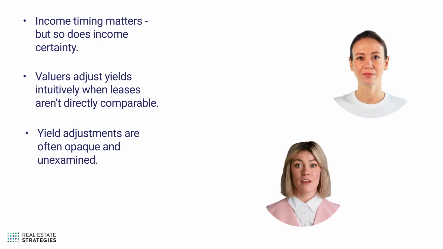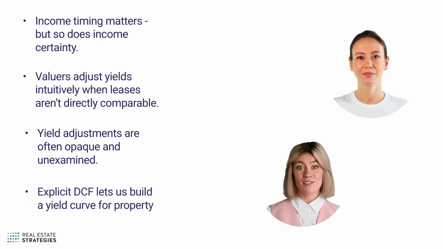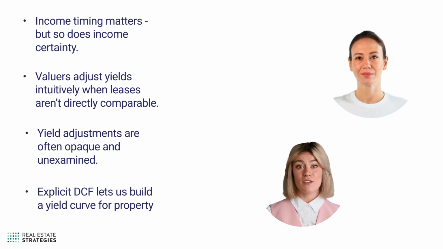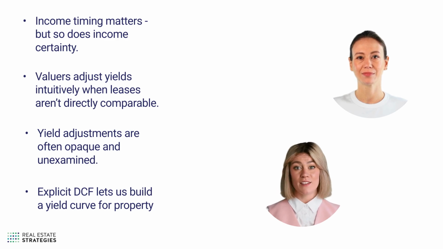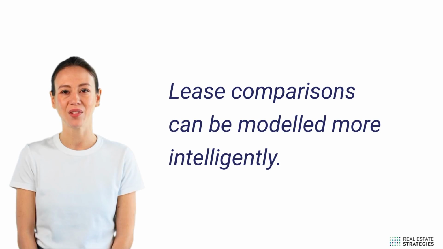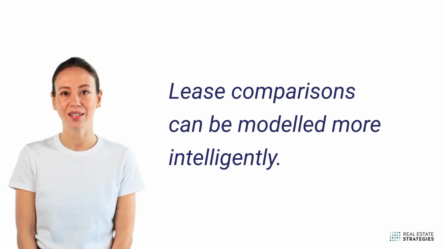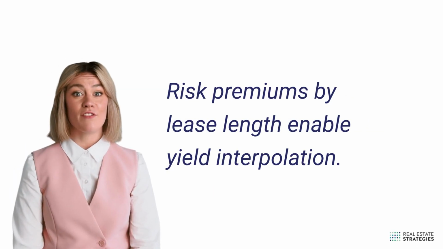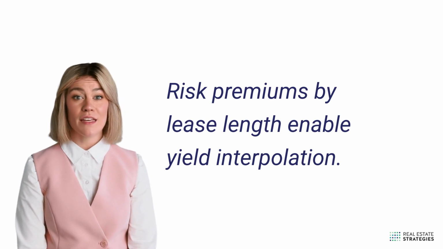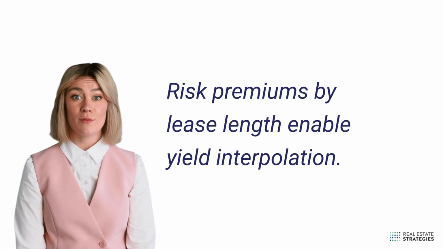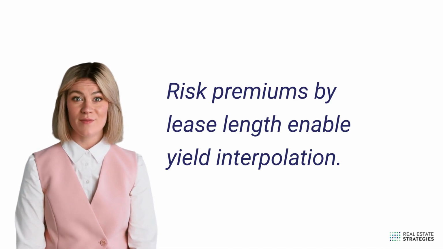Right, but with explicit DCF, we can do better. We can map out a yield curve for property, just like in bonds. Not just for pricing a single asset, but to interpolate across different lease lengths. So instead of just searching for similar leases, we can adjust intelligently across the curve. Yes, if we know the risk premium associated with lease length, we can interpolate yields, or even build the curve from scratch based on assumptions.